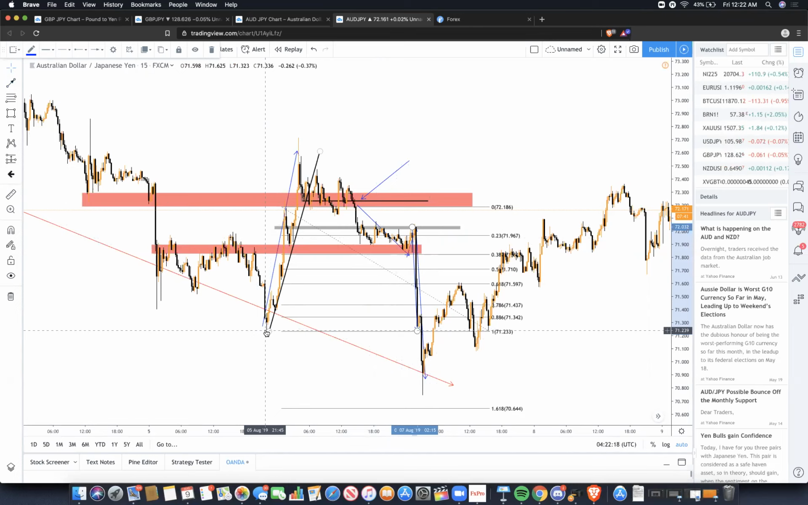So we use Fibonacci. I probably would have taken it more to the 76%. Correct. Yeah. And that's exactly what we'll talk about. So when managing a trade, I want to talk about this because I know you guys are more seasoned.